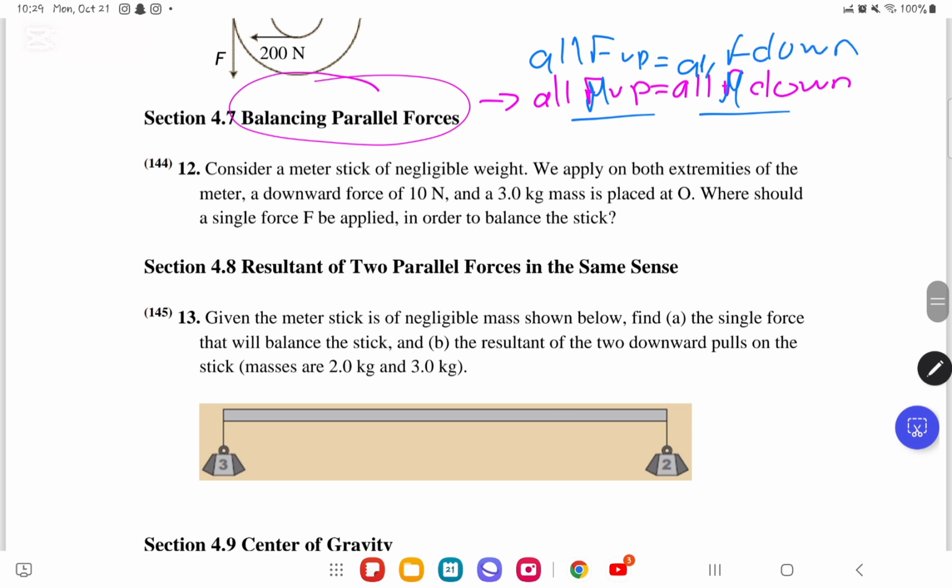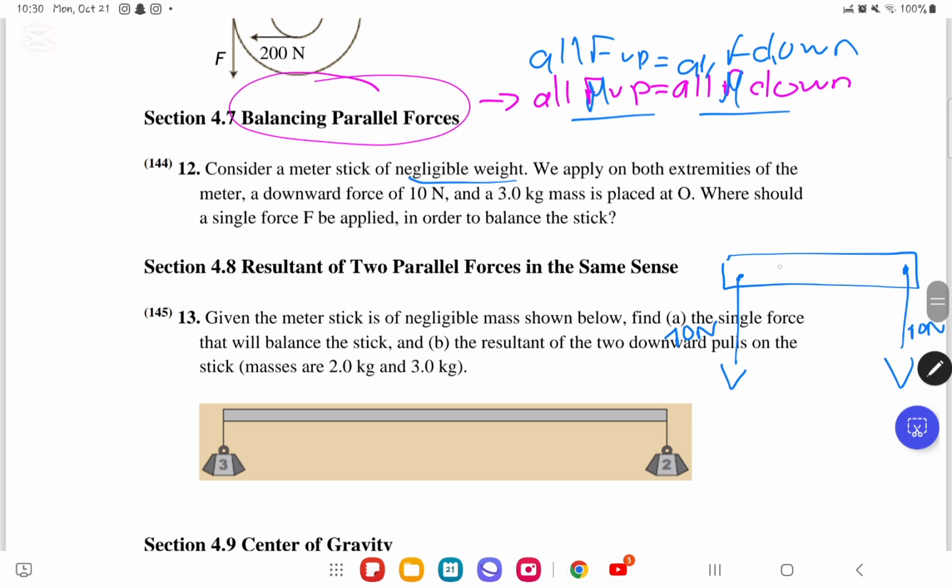Alright? Consider a meter stick of negligible weight. So let's draw it. We have a meter stick. It has no weight. We apply on both extremities of the meter a downward force of 10 newtons. So over here is 10. And over here we have as well 10. So 10 newtons, 10 newtons.